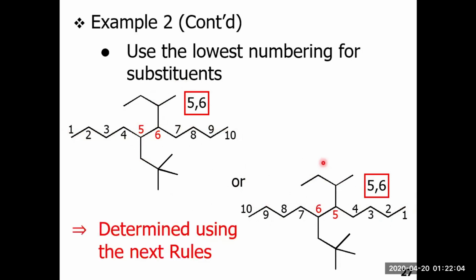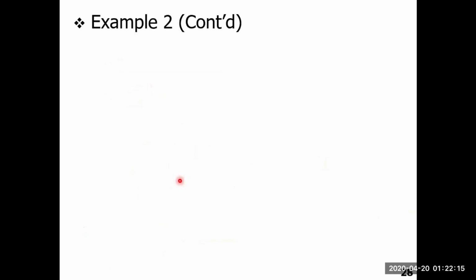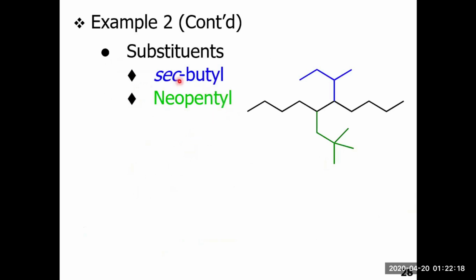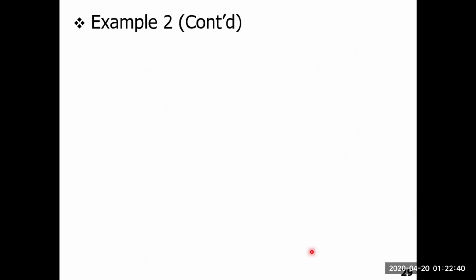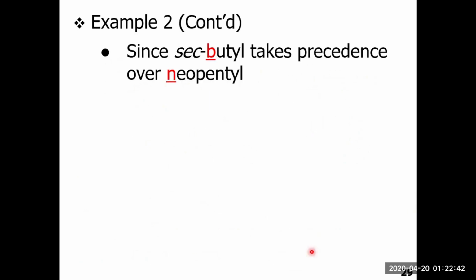So let's look at the succeeding rules for this one. It has something to do with the names of the substituents. Here obviously you have sec-butyl, and you should recognize that this one is sec-butyl and this one is neopentyl. So which comes first? Is it 5-sec-butyl, 6-neopentyl, or is it 5-neopentyl, 6-sec-butyl? This can be solved by looking at the names of the substituents.